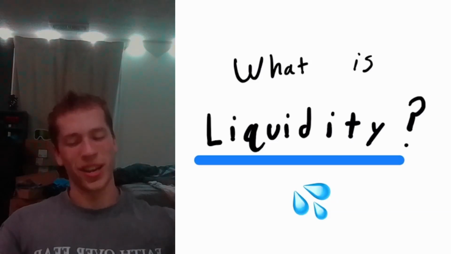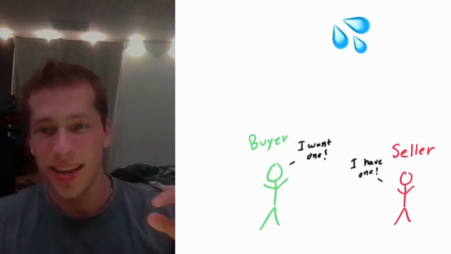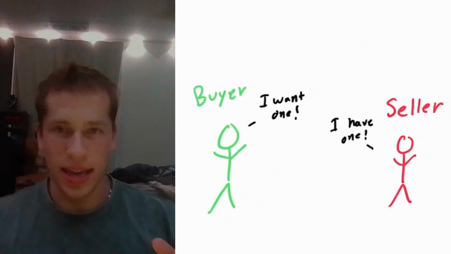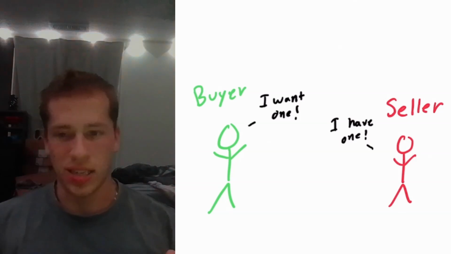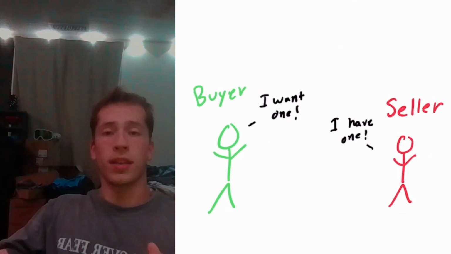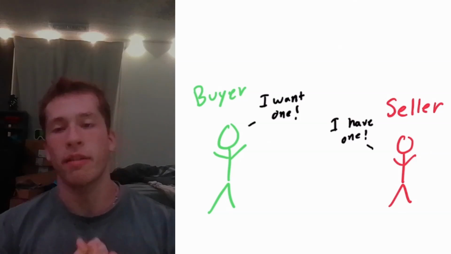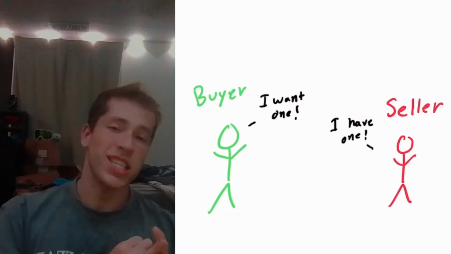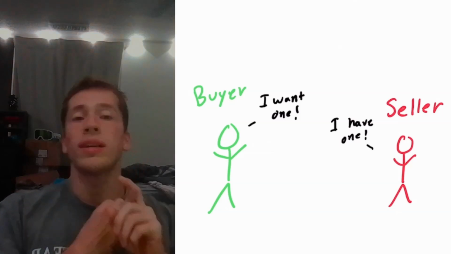What is liquidity? At the base of it all, we need to understand this. When you are buying a stock or when you are selling a stock, there is someone on the other side of things. Someone who's going to say, okay, I'll buy it from you, or okay, I'll sell it to you. Whenever you buy something, there has to be someone on the other end willing to sell something.